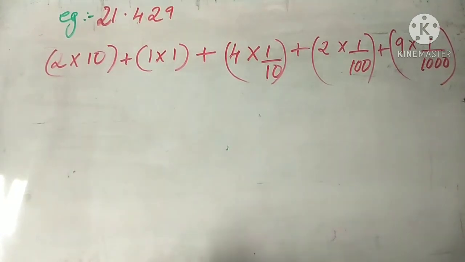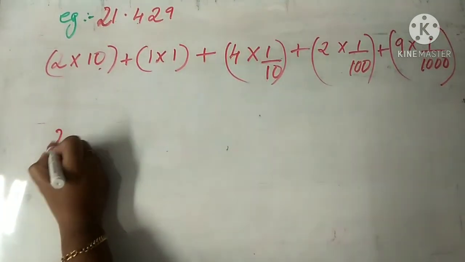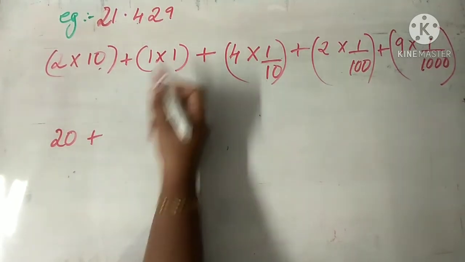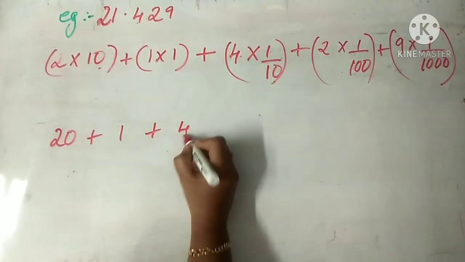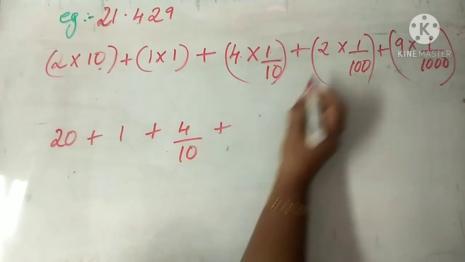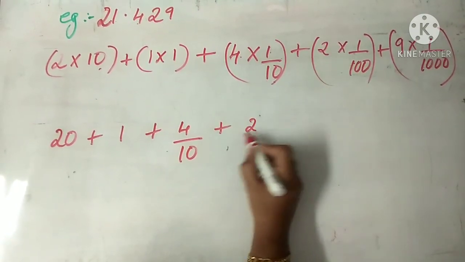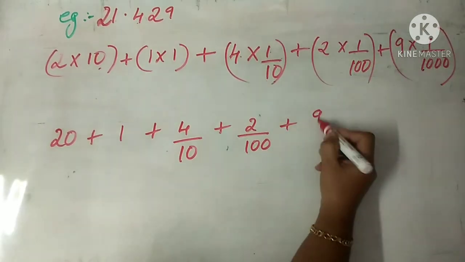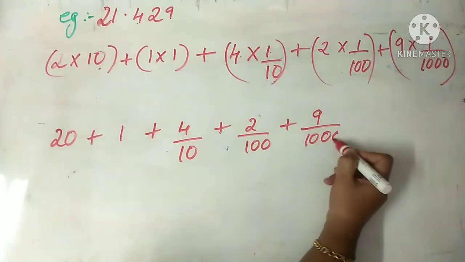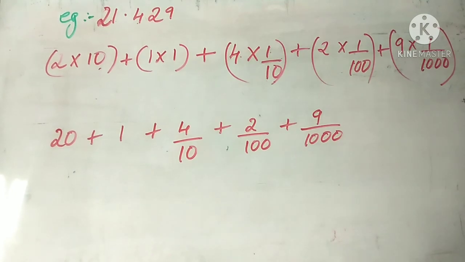This we can write it as 2 into 10, 20 plus 1 into 1, 1 plus 4 into 1 by 10 is 4 by 10 plus 2 into 1 by 100 is 2 by 100 plus 9 into 1 by 1000 is 9 by 1000. This is how we split the number according to the place value.